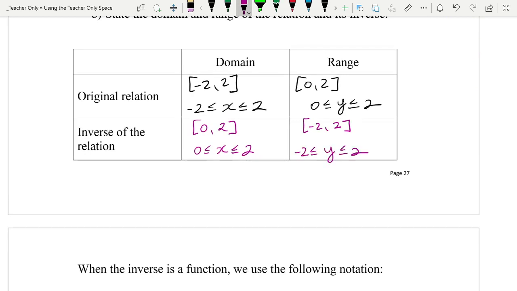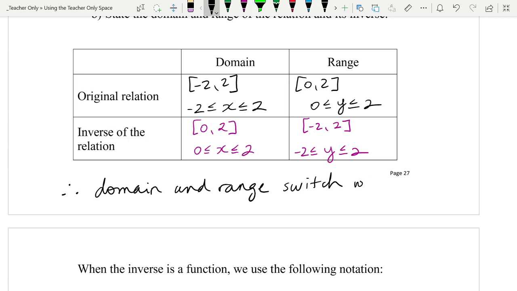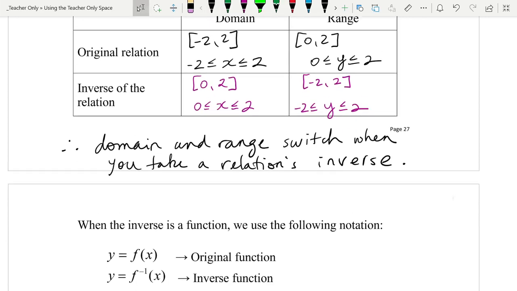What do you notice? Yeah, there it is. Let's put that. Domain and range switch when you take a relation's inverse. Okay. All right.